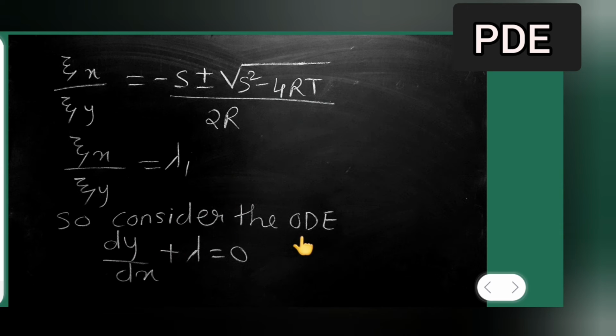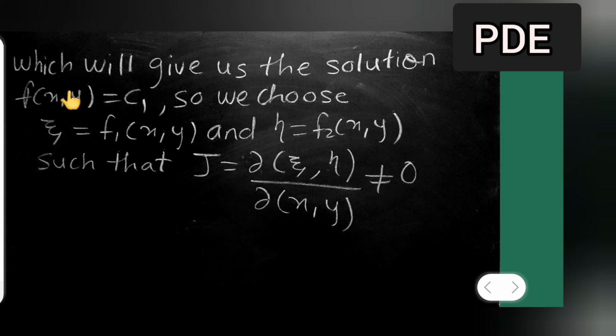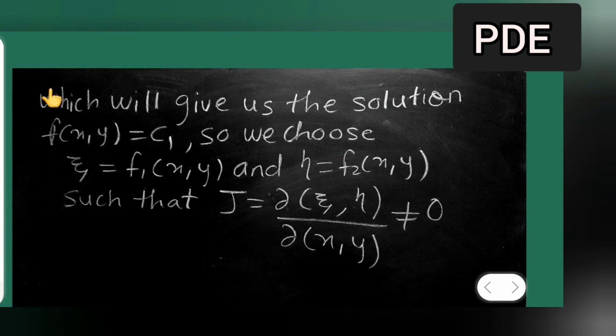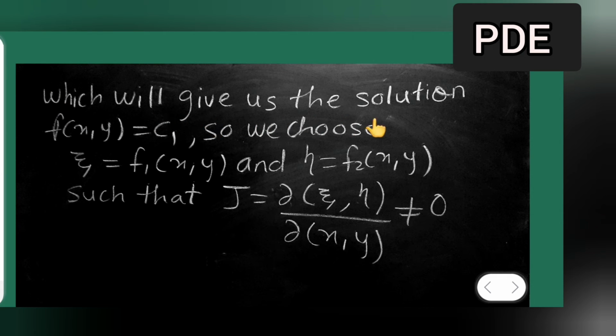So now we have to consider the ODE, that is ordinary differential equation, that is dy by dx plus lambda is equal to 0, which will give us the solution, okay. See over here I have written it, which will give us the solution f of x comma y is equal to c1, that is constant. So we choose xi is equal to f1 of x comma y and eta is equal to f2 of x comma y, such that this Jacobian, dou of xi comma eta upon dou of x comma y, is not equal to 0, okay.